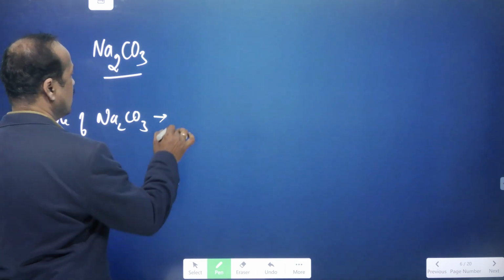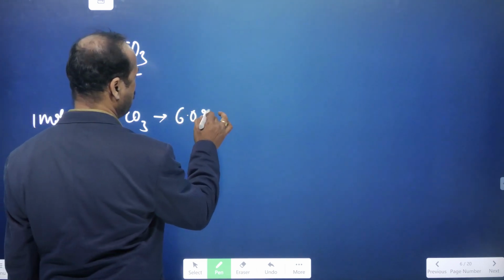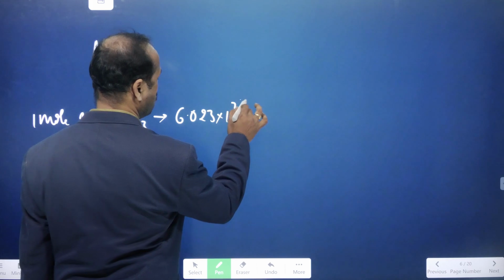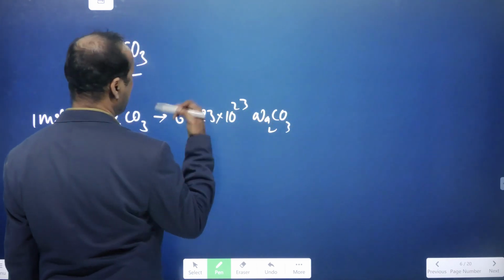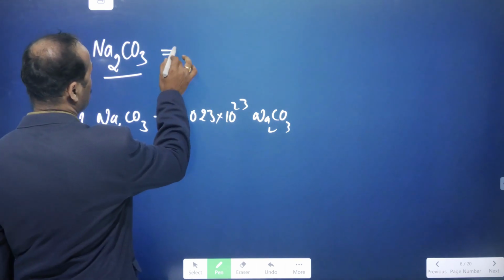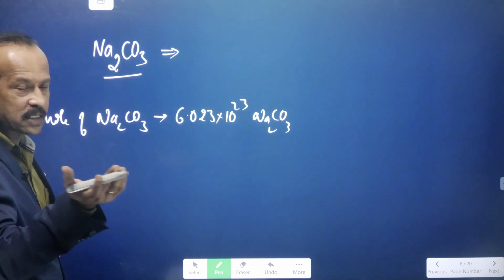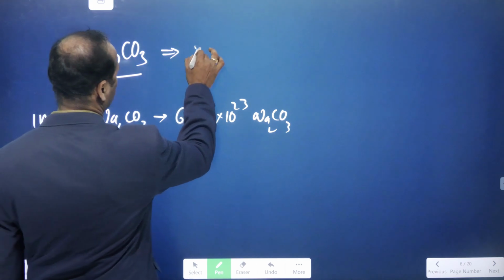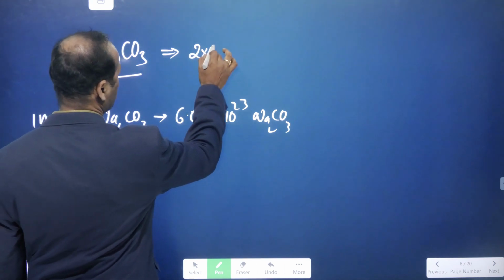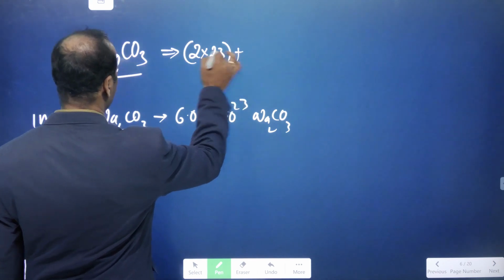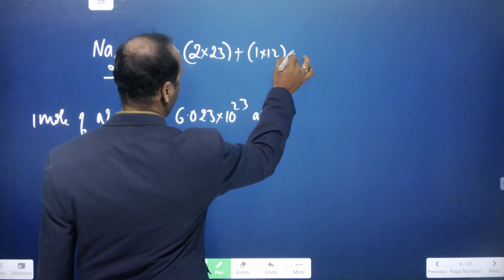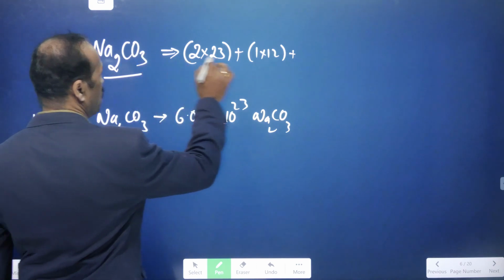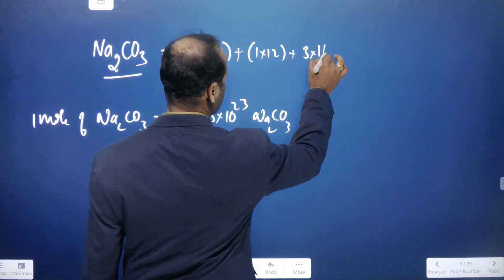1 mole of anything contains 6.023 x 10^23 sodium carbonate molecules, Na2CO3. And if I want the mass of this, what do you have to do? You have to calculate the molecular mass. Already we discussed in the last class. How many sodiums are there? 2 sodiums, 2 into each sodium mass, which is 23, plus 1 carbon, each carbon mass is 12, plus 3 oxygens, 3 into oxygen mass 16.